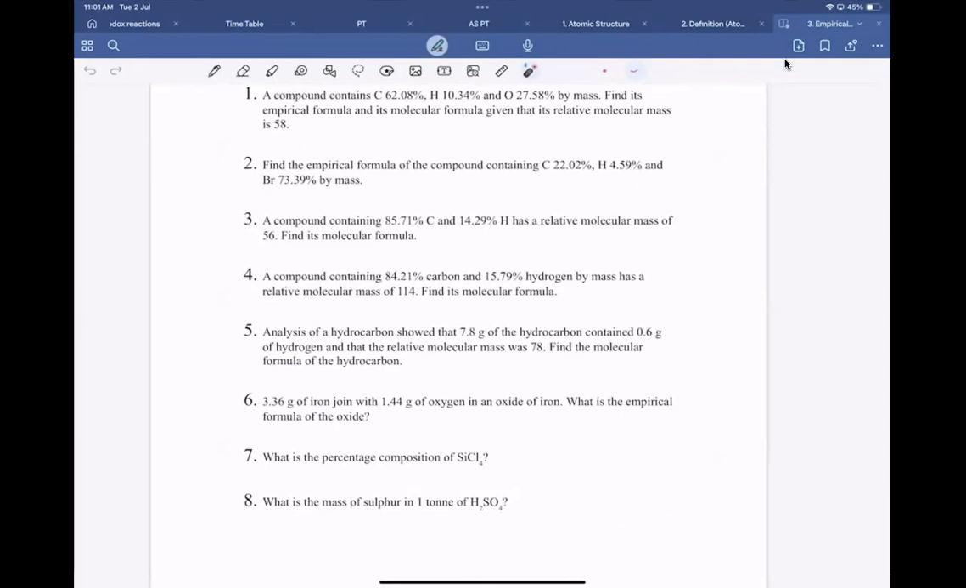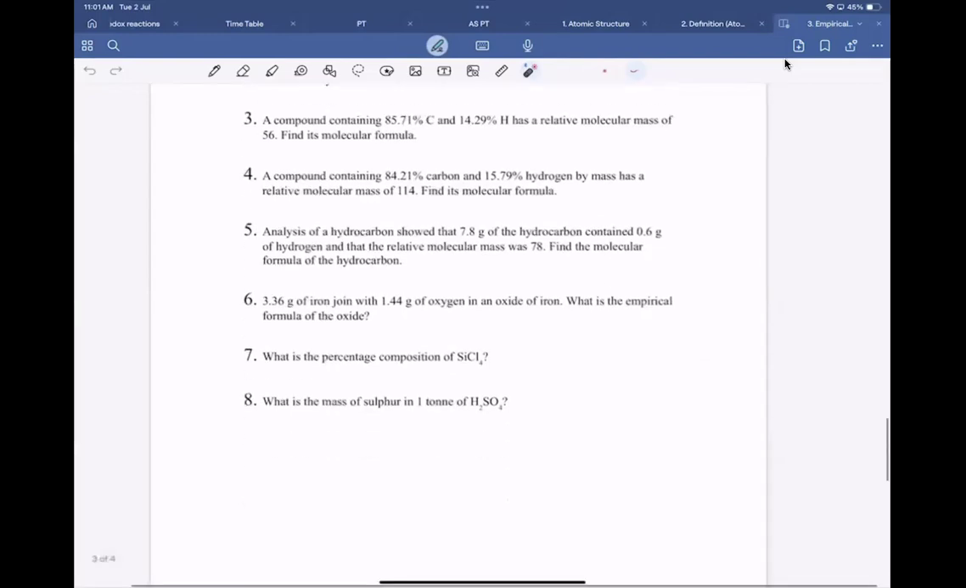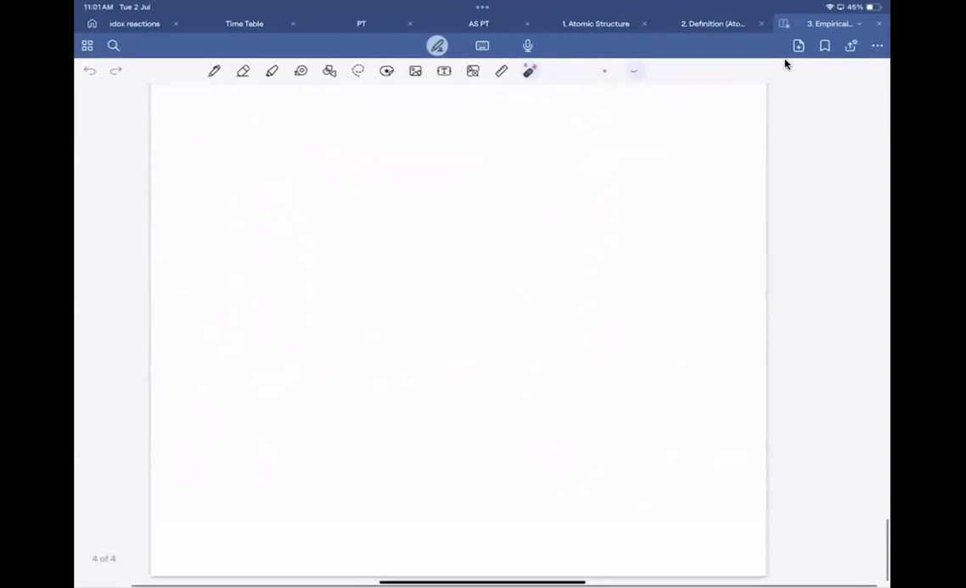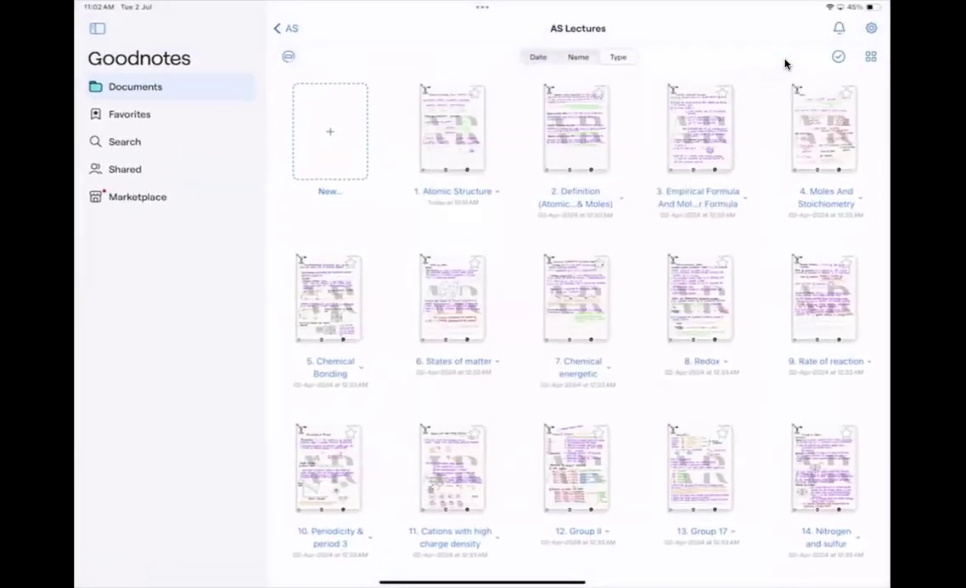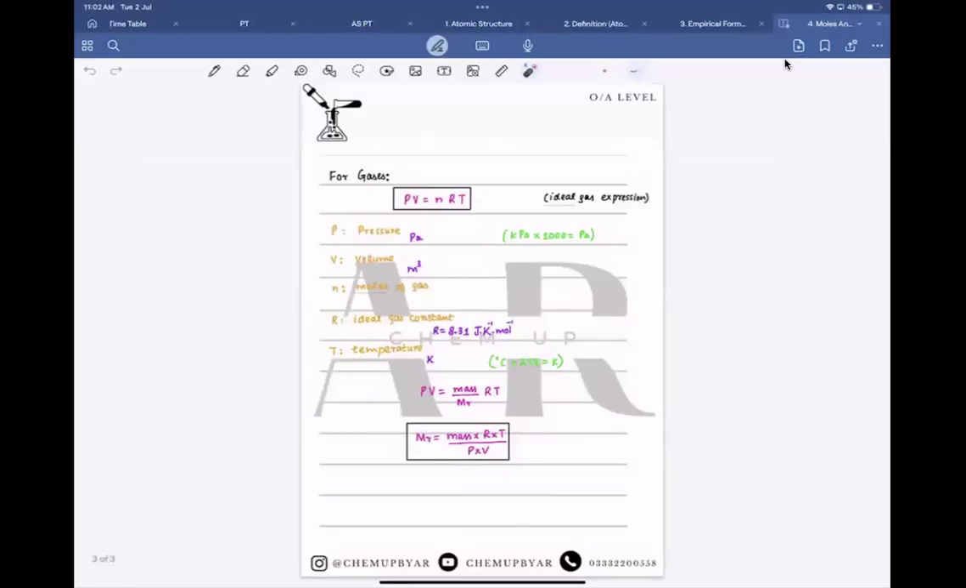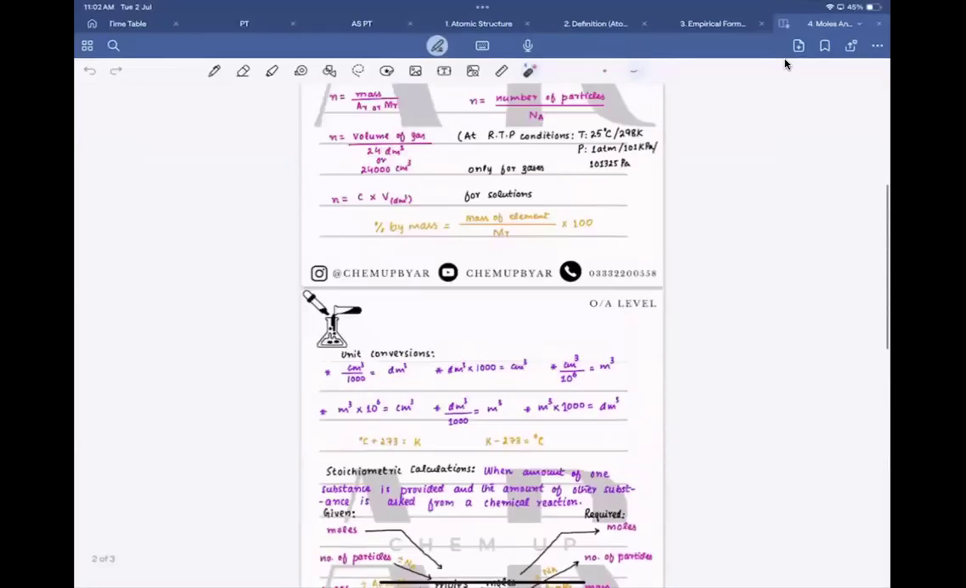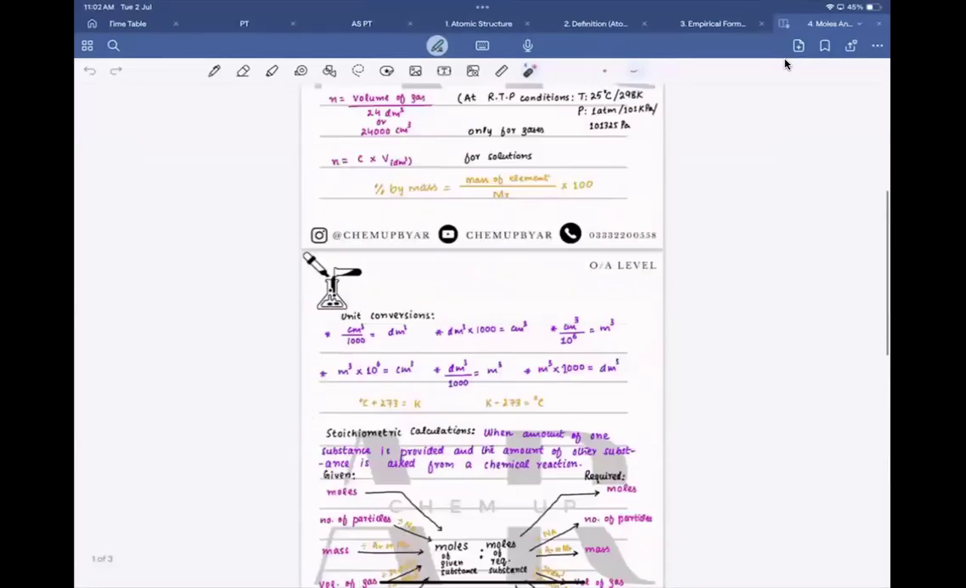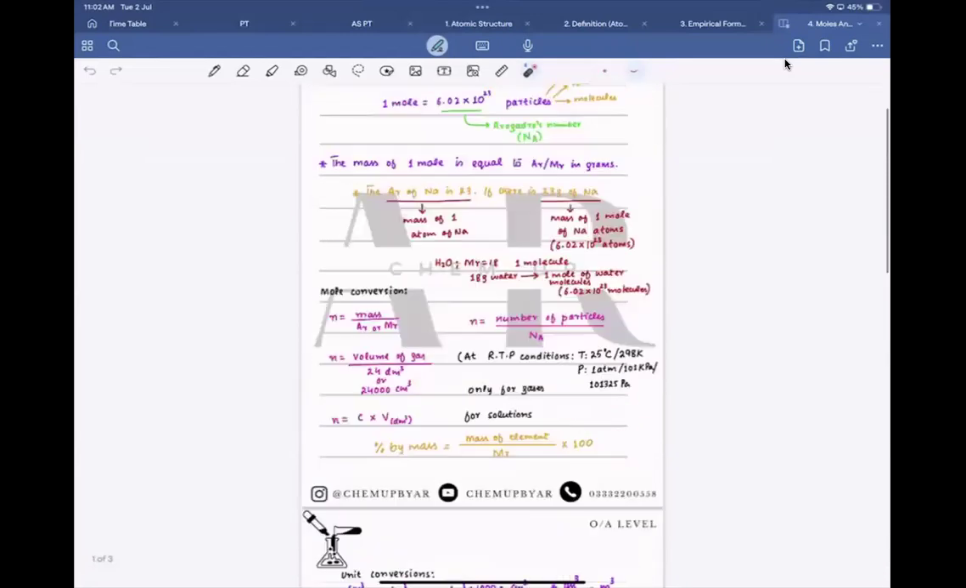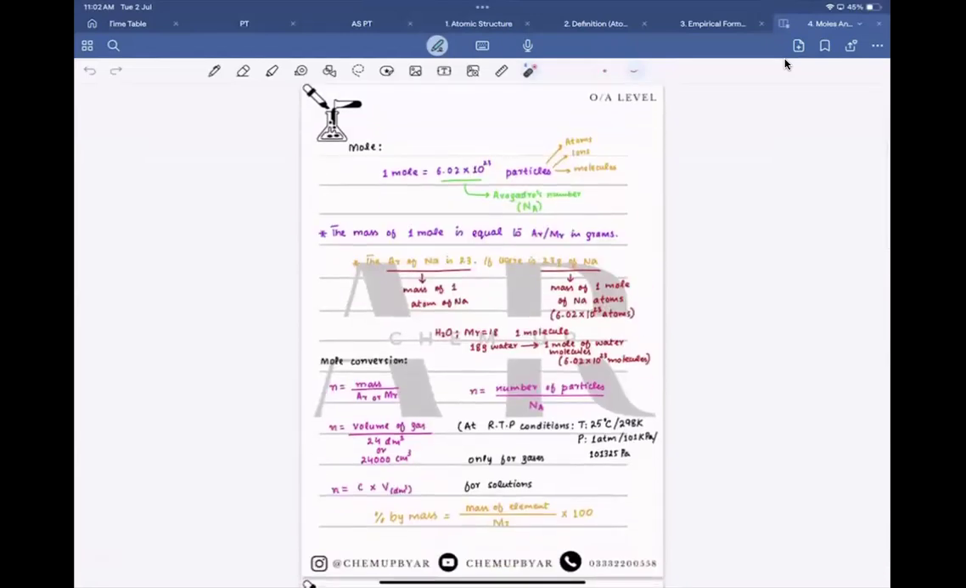Let me share. Just go through the method I have discussed over there and then try to attempt these questions, then the rest of the questions. Then we are going to do moles and stoichiometry, inshallah, in our next class after practicing those questions.